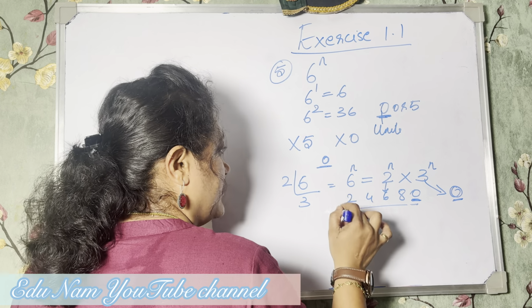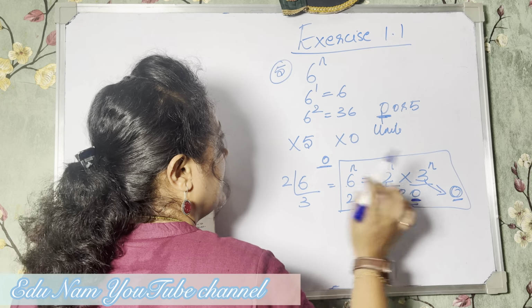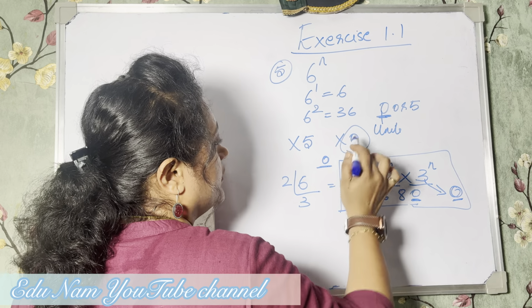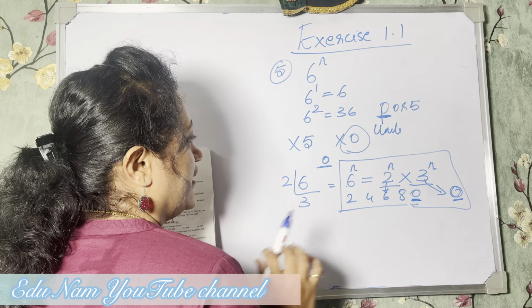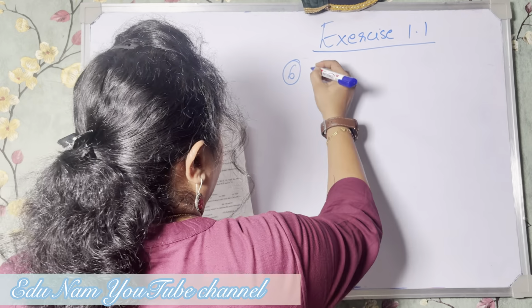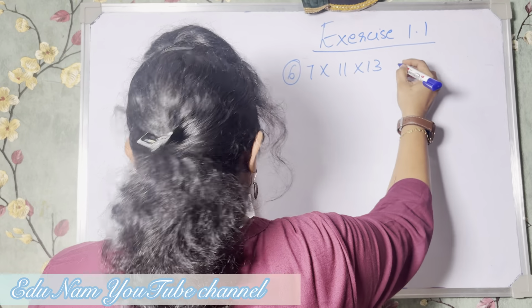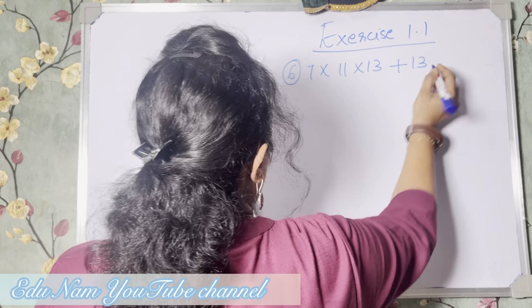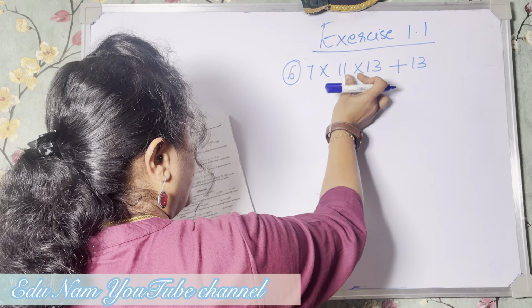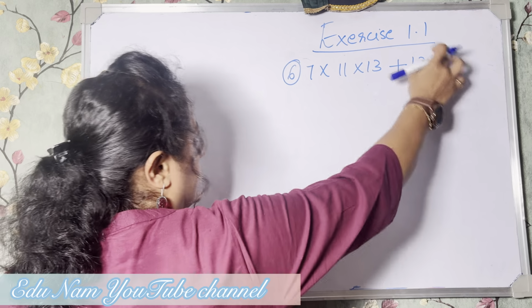So from this we conclude by saying that 6 has two multiples and we cannot get 0 in the ones place. Now let's go to the sixth problem. Sixth problem, explain why 7 into 11 into 13 plus 13 is a composite number. Be very careful, it is plus 13 and into 13. We have to prove this is composite.